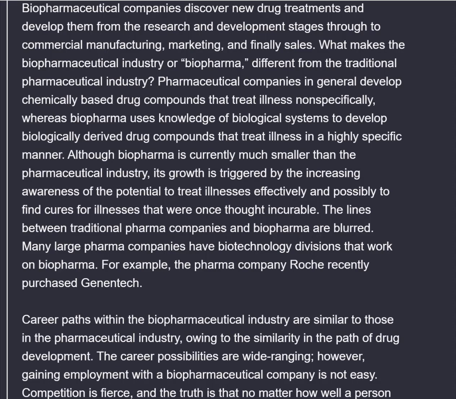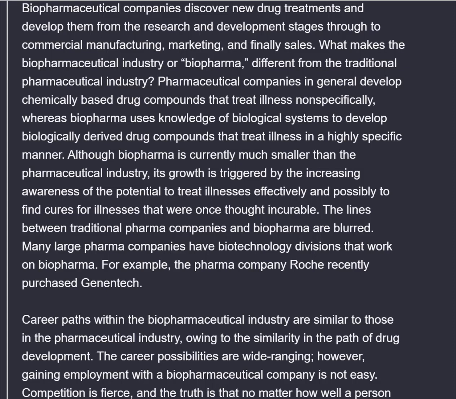Pharmaceutical companies in general develop chemically based drug compounds that treat illness non-specifically, whereas biopharma uses knowledge of biological systems to develop biologically derived drug compounds that treat illness in a highly specific manner. Although biopharma is currently much smaller than the pharmaceutical industry, its growth is triggered by the increasing awareness of the potential to treat illnesses effectively and possibly to find cures for illnesses that were once thought incurable.